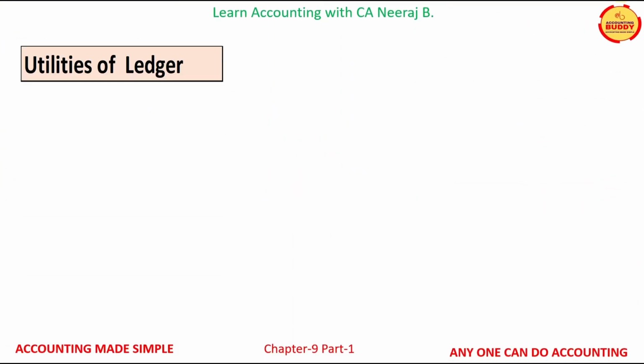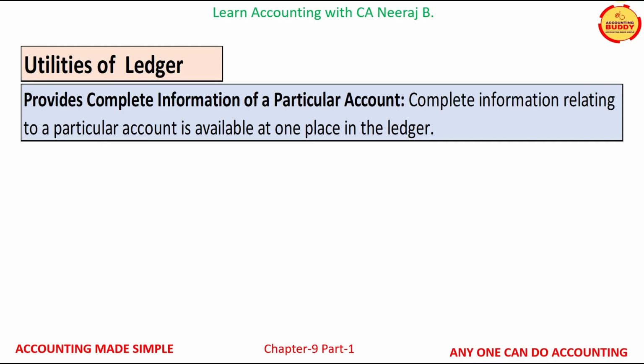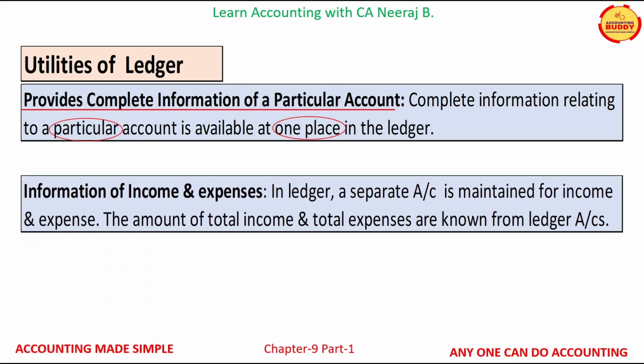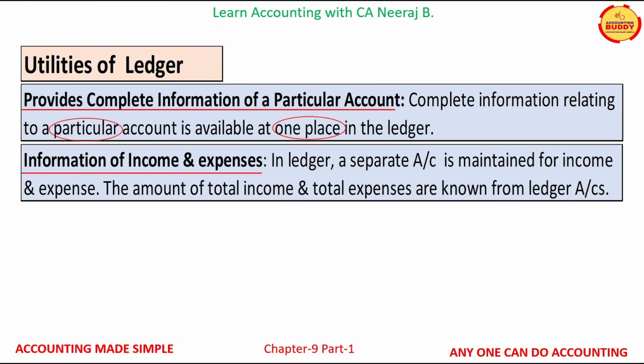Let us learn the utilities of ledger. It provides complete information of a particular account. All the relevant information relating to a particular account is available at one place in the ledger. It provides information of income and expenses. In ledger, a separate account is maintained for income and expense. The amount of total income and total expenses are known from the ledger accounts.